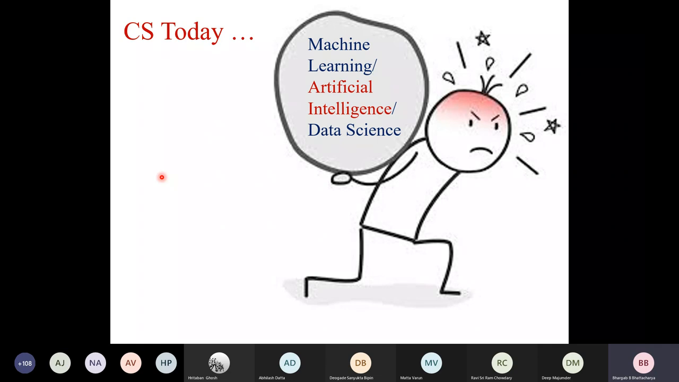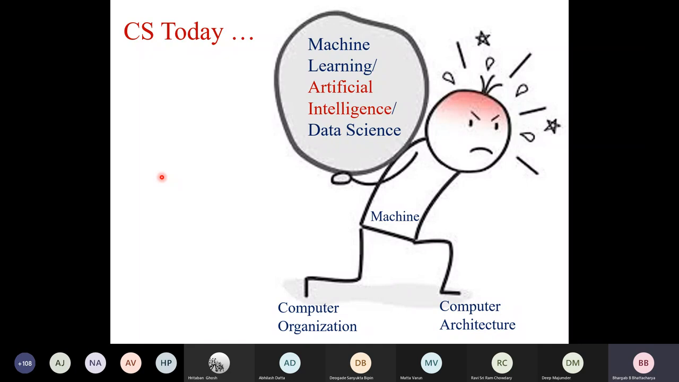Okay. But in order to execute machine learning, you need a powerful machine, isn't so? In order to run artificial intelligence algorithms or data science, you need an intelligent machine, isn't so? So when you study machine learning, artificial intelligence, and data science, don't forget the machine below it, which is supported on two fundamental pillars, computer organization and architecture. And in this course, we try to understand the details of the issues in designing computer organization and architecture. All right.